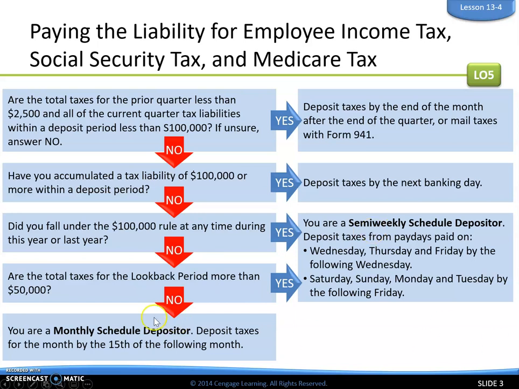Now, thinking back, for the problems that we're going to do, I can't think of one where we are not a monthly scheduled depositor. I believe all of the examples that we use, we will be a monthly scheduled depositor. That means that we will be paying taxes, which is called depositing taxes, on the 15th of the following month.